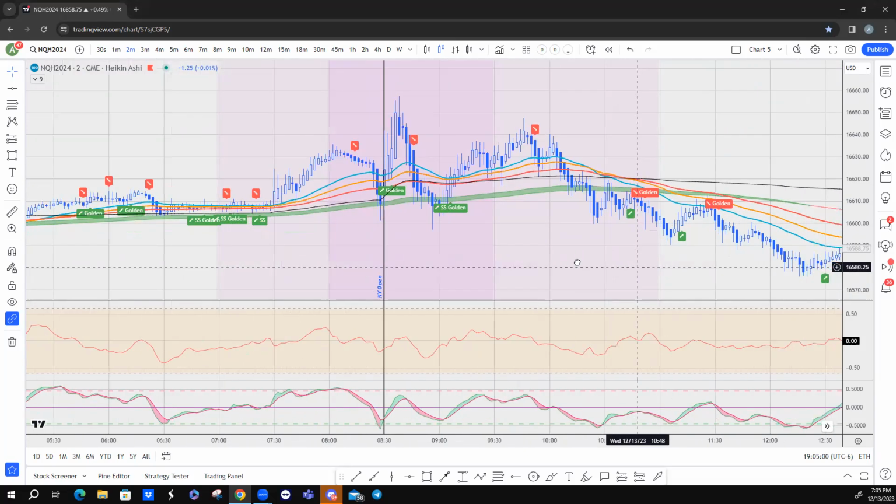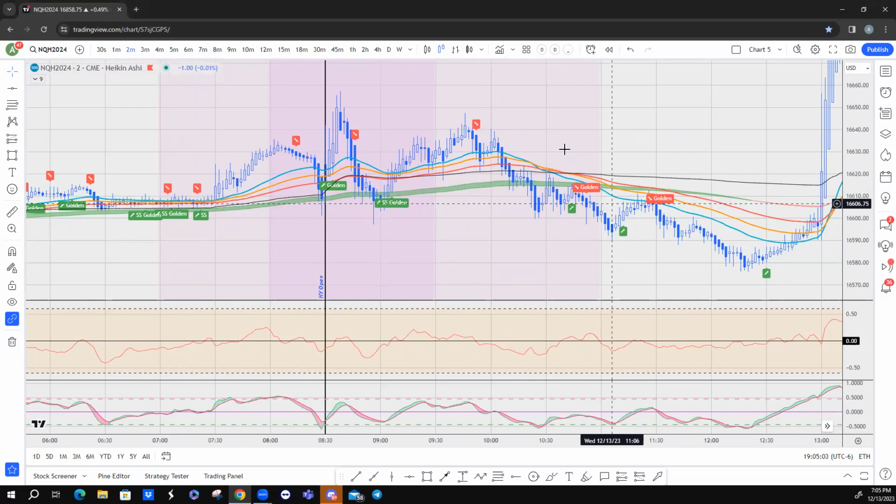The idea for the golden signals is when the EMAs switch from a long position, let's say, to a short position, then the golden signals will come up. This way, you'll be allowed to trade with the trend. It keeps you on the right side of the trade.